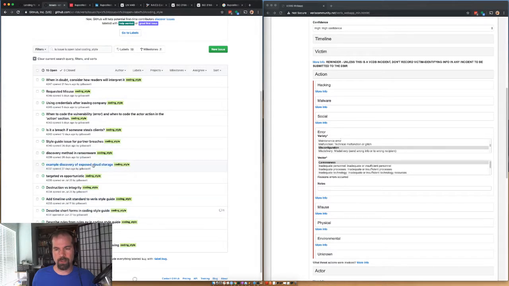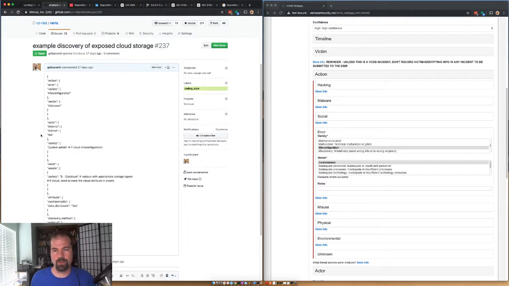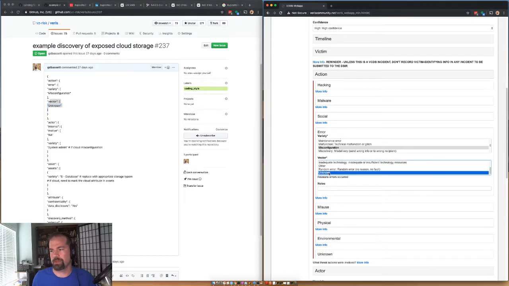I think we have one for cloud storage. Do we have any others for cloud storage in here? Because we want to try to code everything very much the same. And so this is an example of a consistent cloud storage error. Vector, we have vector unknown here.